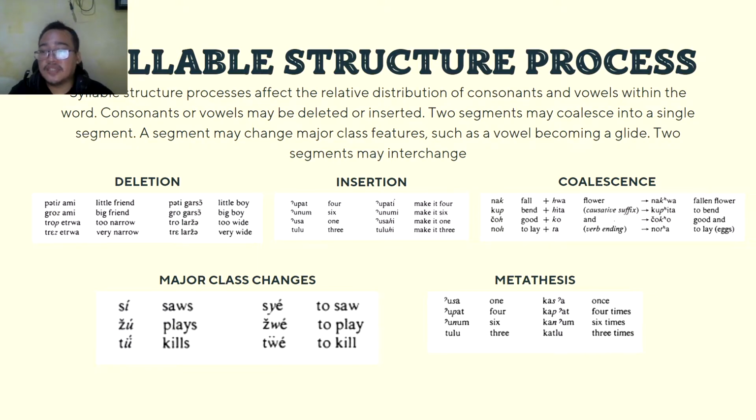The first one is deletion. The vowel and consonant are gone, and then there is insertion. There is something inserted into it, and then the coalescence. The two segments become a single segment. The two segments coalesce into a single segment, and then there is major class change.